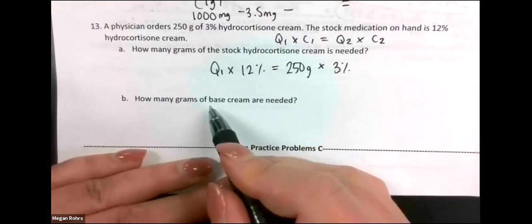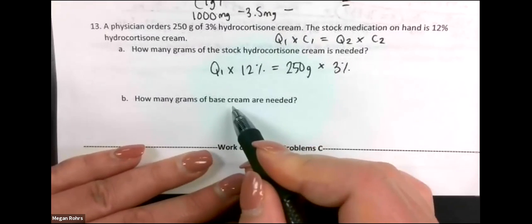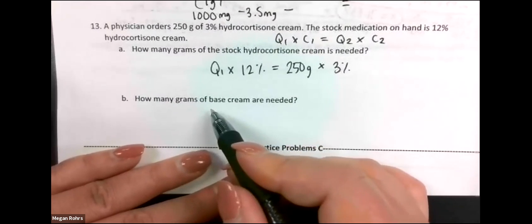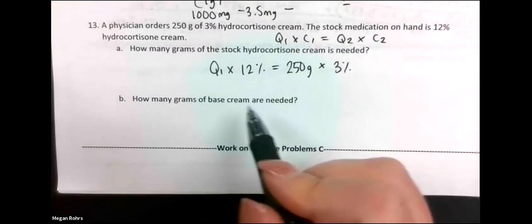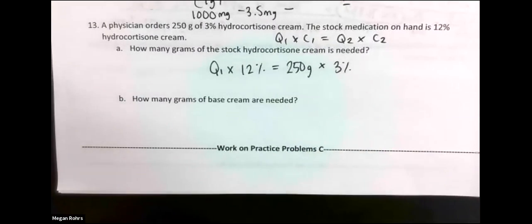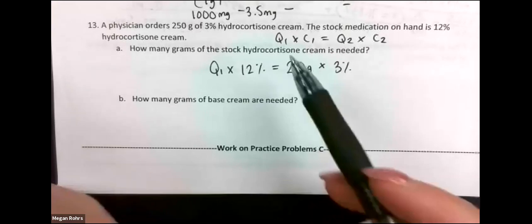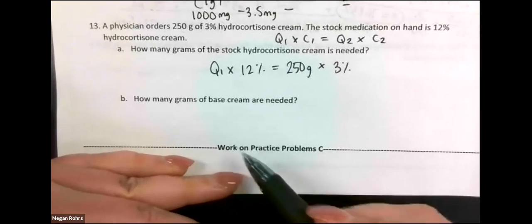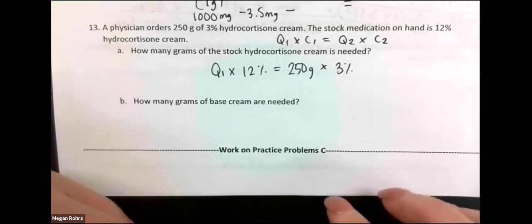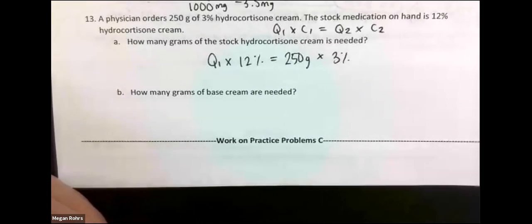Now B, how many grams of base cream are needed? Well, remember, total minus your stock will give you your solvent or your base cream here. So the skills that you've learned so far, you should be able to solve for both A and B on number 13. Once you are done with that, this would be a great time to work on practice problem C in your book, just to make sure that you're clear on these concepts now before you move on to the next section of the lecture.